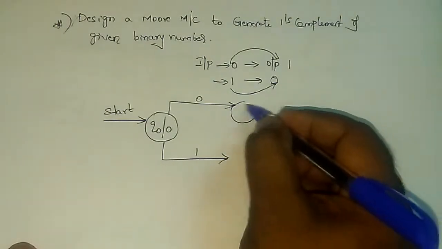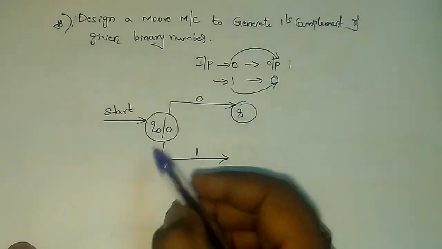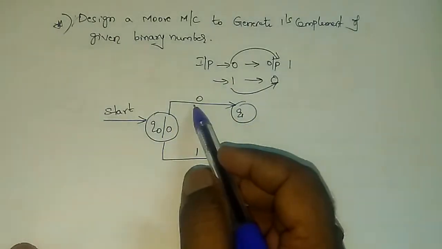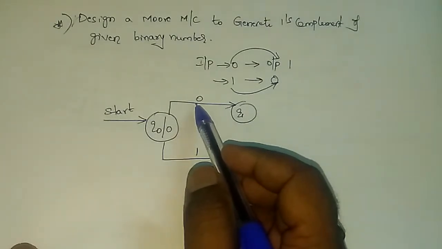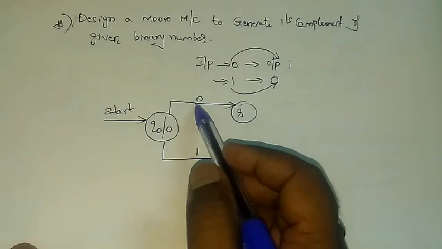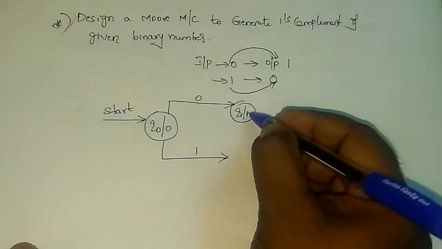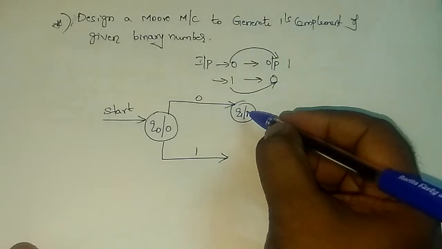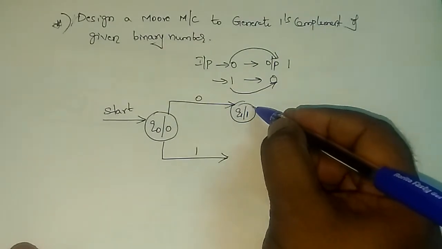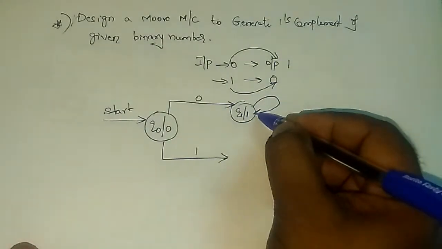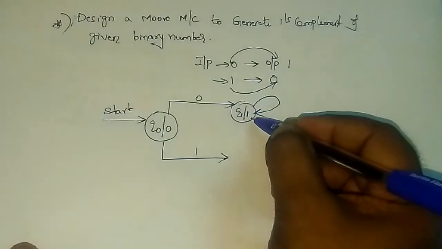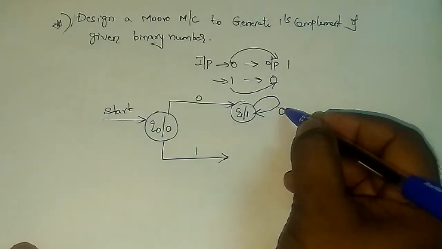So take another state Q1. What input did we take here? 0. So if you take 0, the output should be 1. In a Mealy machine, as I already discussed, the output will be present in the state itself. The input is 0, the complement of 0 is 1, so the output is 1. So I should take a self loop. What will I get here? Input 0, because the output is 1, obviously the input should be 0.